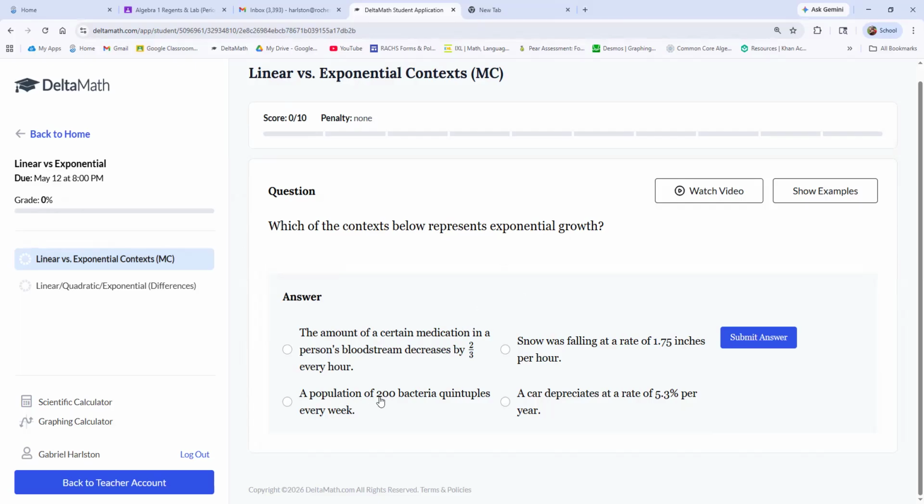This one, a population of 2,000 bacteria quintuples. Quintuples means you're multiplying times 5. So this is our answer. Let's look at the other two. This one says the snow was falling at a rate of 1.75. So this would be linear. And it says the car depreciates at 5.3%. So this is also exponential. So the three of them are exponential, but only one of those exponentials is growing. So that's the reason we chose that one.